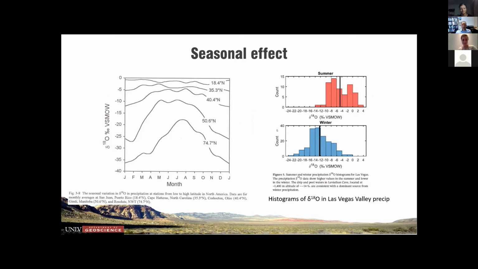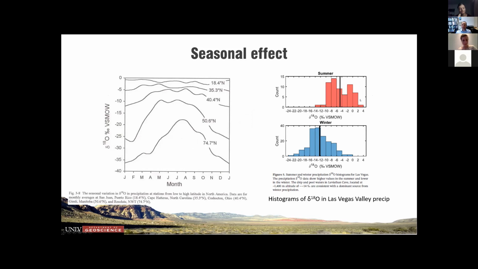We also note that there's a strong seasonality effect, and this seasonality effect can change over time. So this plots monthly precipitation delta 18O for different locations. At the high latitudes, you can see that the summers have significantly higher delta 18O, the winters are lower. Again, you want to verify this at your own field area.